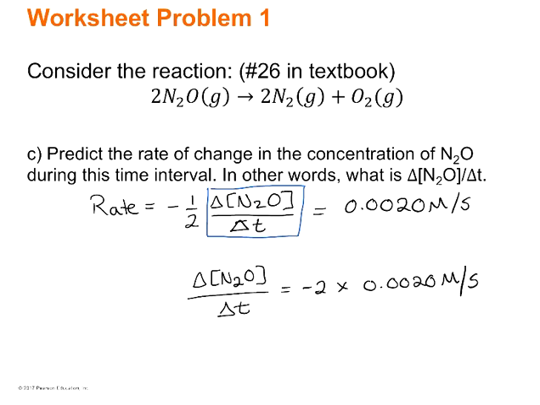And we're just left with the change in concentration over time. So if we multiply the rate by -2, we should find that the change in concentration of N2O per time is -0.0040 moles per liter per second. So we're losing on average 0.004 moles per liter of N2O for every second within those first 15 seconds of the reaction.